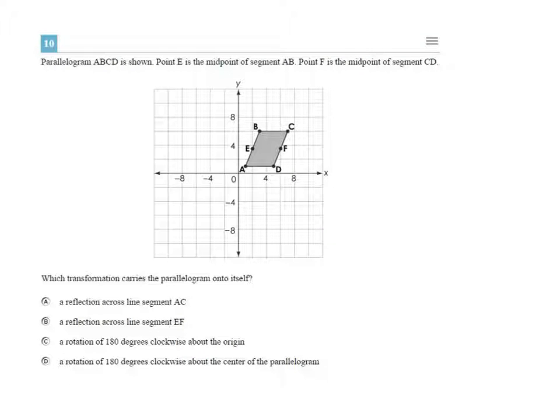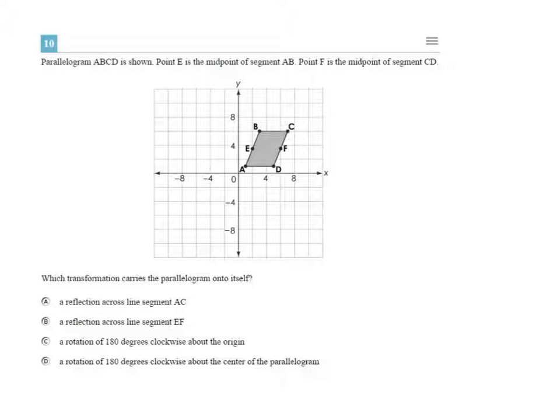Okay, this is number 10 from this state test practice. If you look at this, it says parallelogram ABCD is shown. Point E is the midpoint of AB, and F is the midpoint of CD. I want to know which transformation carries the parallelogram onto itself. Which of these would end up looking just like this one?